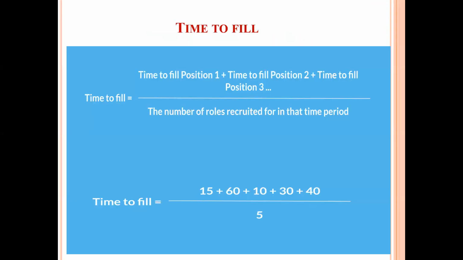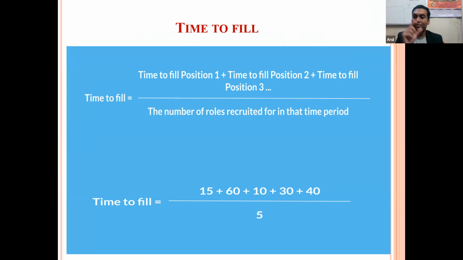Right. So time to fill, for example, this is another interesting point. Just kindly see the metric: time to fill for position 1, position 2, position 3, position 4, position 5, and so on. As we have already discussed, different designations and different departments take different times. For example, the time to fill position one is 15 days, the second job 60 days, the third job 10 days, the fourth job 30 days, and the fifth job 40 days, which means a total of 5 jobs.